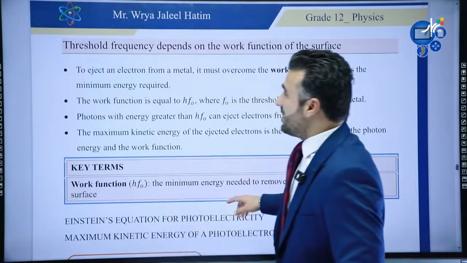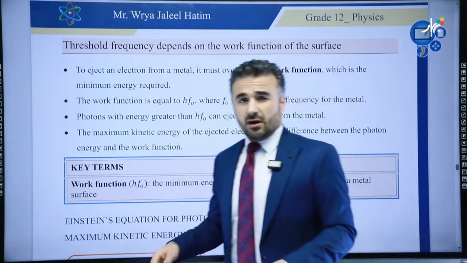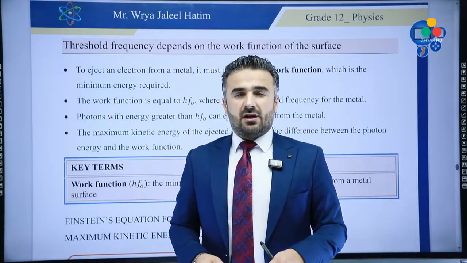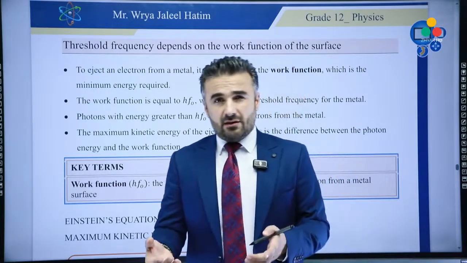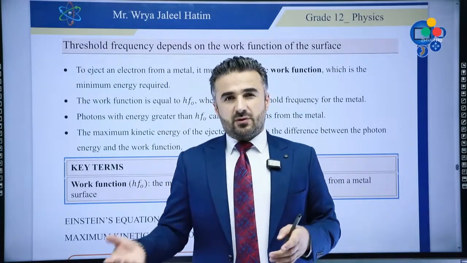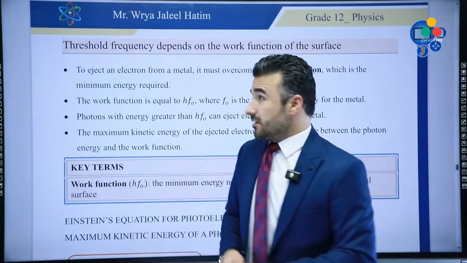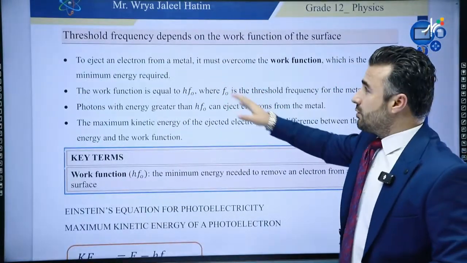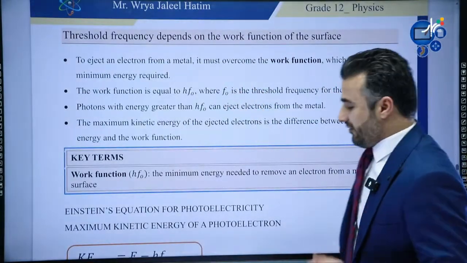Then we talked about the difference between classical and experimental results, and we ended up right at this point here. So now we have the threshold frequency, which depends on the work function of the surface.